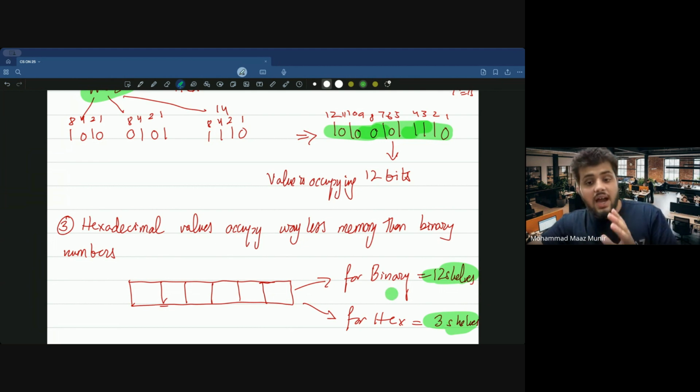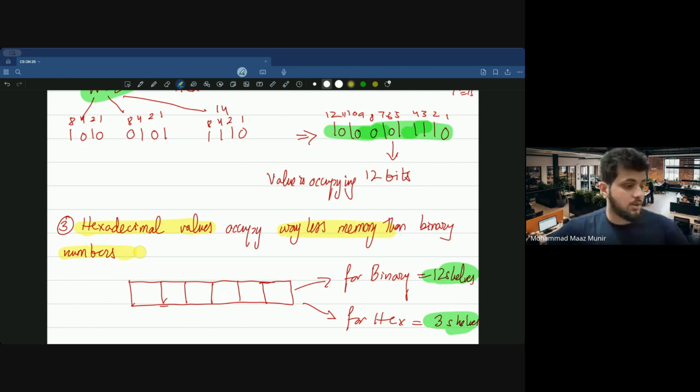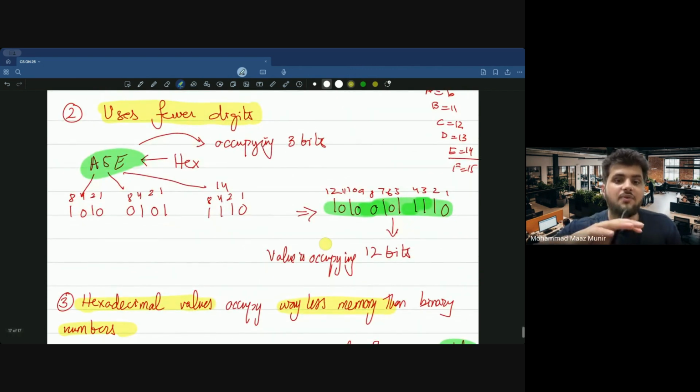This means I can either keep one instruction of binary length, which will be occupying 12 shelves, or I could have 4 instructions, because each instruction is having 3, so 3 times 4 is 12. So I could either store one instruction entirely in binary, or have 4 instructions stored separately in hex. This is one other positive reason that when you deal with hexadecimal values, you occupy way less memory than your binary numbers. Yes, it's a nibble, but I'm just talking about memory. Nibbles come up when you have to convert values.